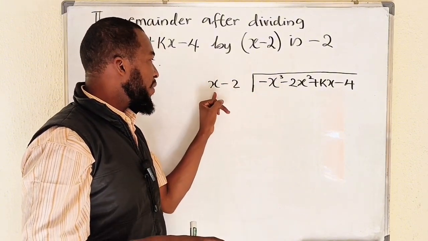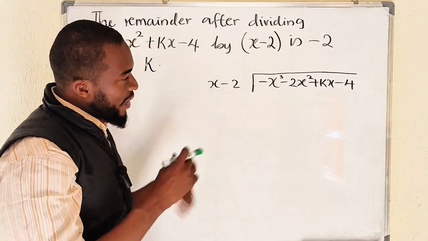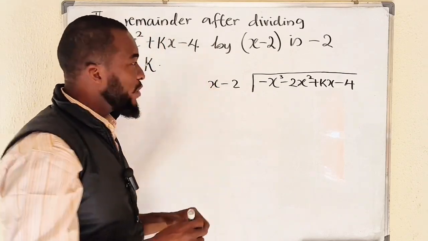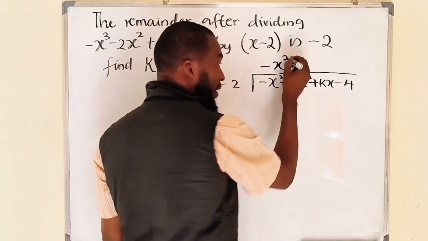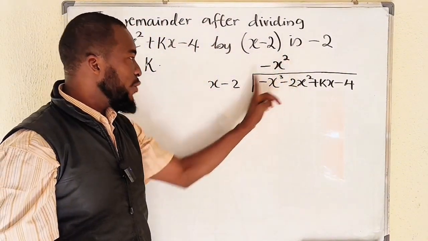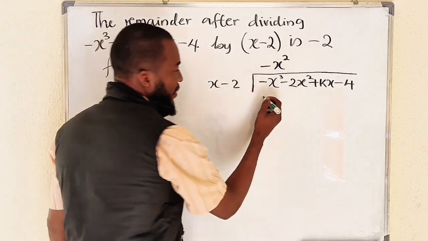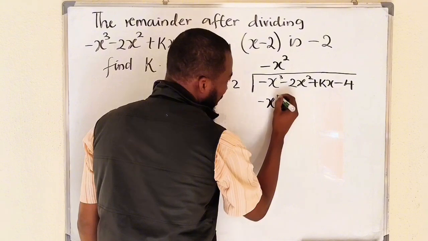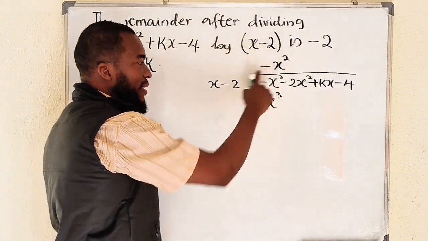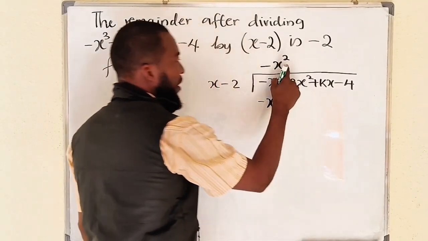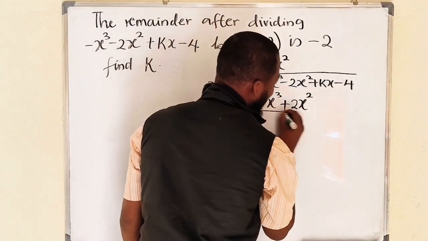So how many lots of x can you find in negative x cubed? It's just like taking negative x cubed divided by x, which is going to give us negative x squared, right? Then you take this value here, you multiply by these two terms. Negative x squared times x will give us negative x to the third power. Write it underneath. Then negative times negative is positive. x squared times 2 is 2x squared. You draw a line and subtract.